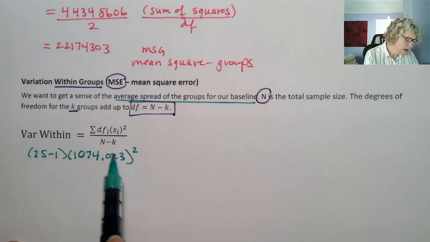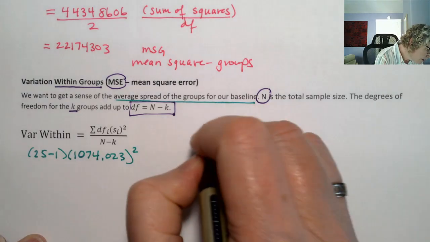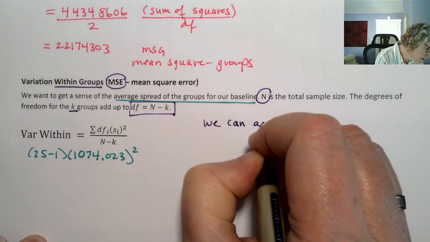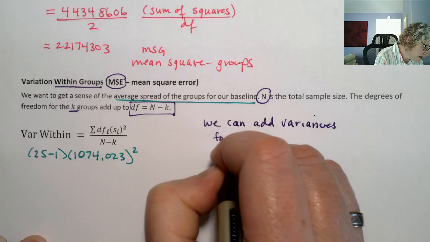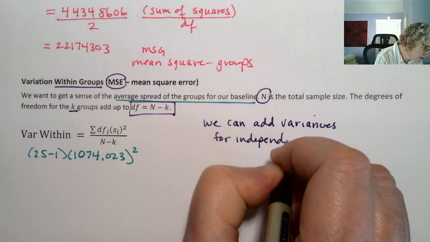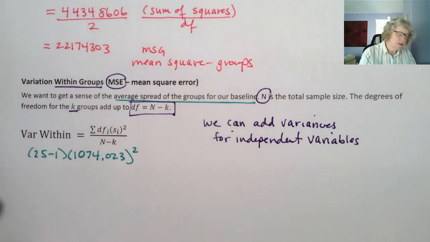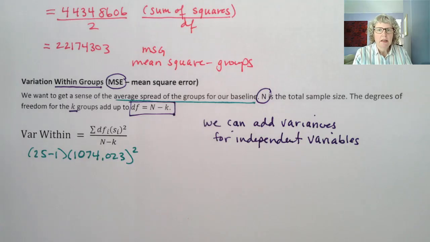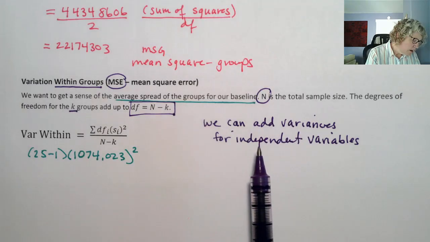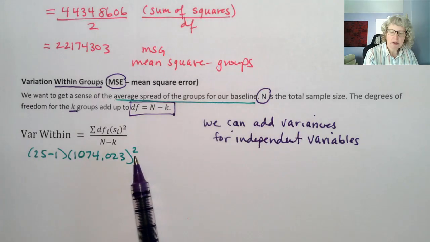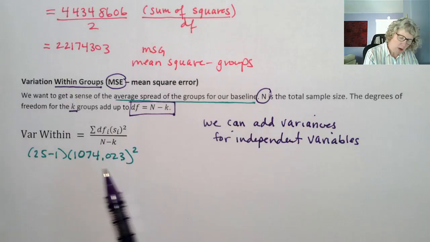So we can't add standard deviations, but we can add variances for independent variables. So that's why we're squaring the standard deviation to get the variance. Okay, so let me make a note about that. We can add variances for independent variables. And we ran into this too with two means and two proportions. We use that also in those standard error formulas. But that's why we're squaring these, because we can add variances. We're still weighting it by the size of each group roughly, but that's why we're squaring.